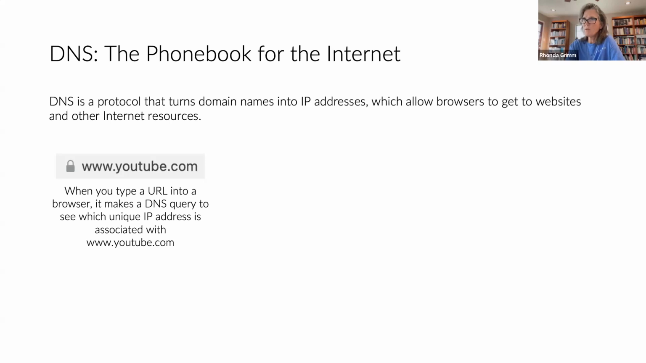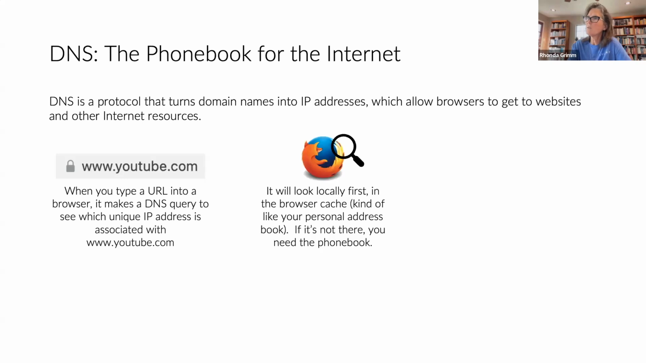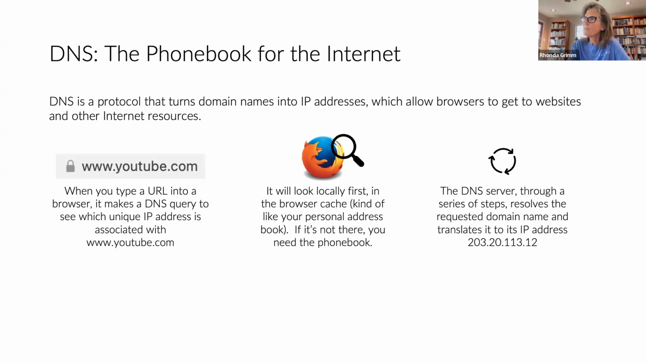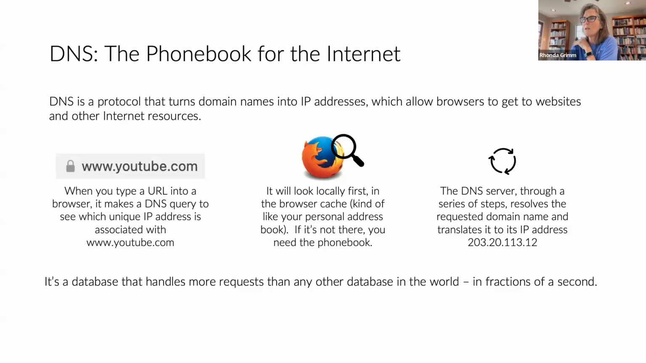So, for example, when you want to go to YouTube, you type it into your browser. The router makes a DNS query to see which unique IP address is associated with YouTube. The first thing it'll do is look locally. Your computer will look locally in the browser cache, like Firefox, to see if you've been there before. And a lot of times you have, and it'll grab it. But if it's not there, you need the phone book. So the DNS server resolves what IP address youtube.com belongs to.